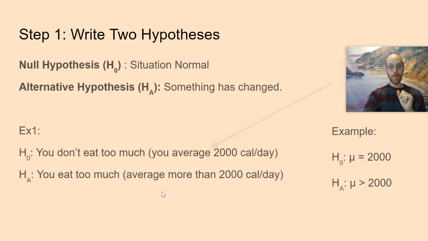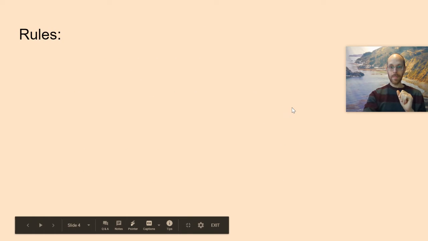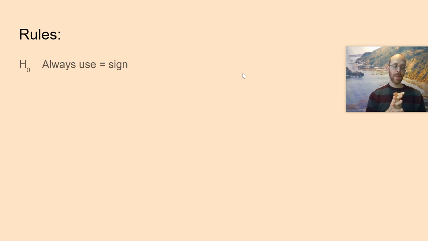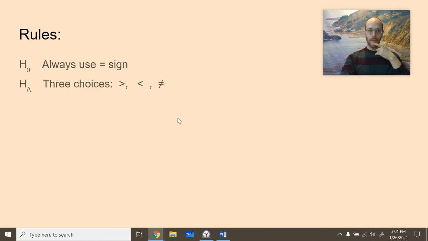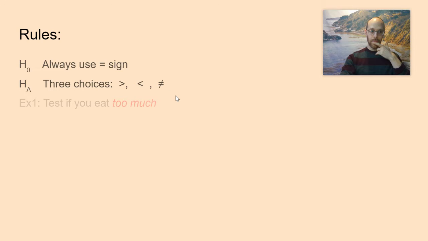Now, a couple of rules about those hypotheses. And I'd like you to write this down too. The first is that for the null hypothesis, you always use an equal sign. Okay, nice and easy, same every time. For the alternative hypothesis, however, there's some options. It could be a greater than symbol, it could be a less than symbol, or it could be a not equal to symbol. And let's talk about the different cases.